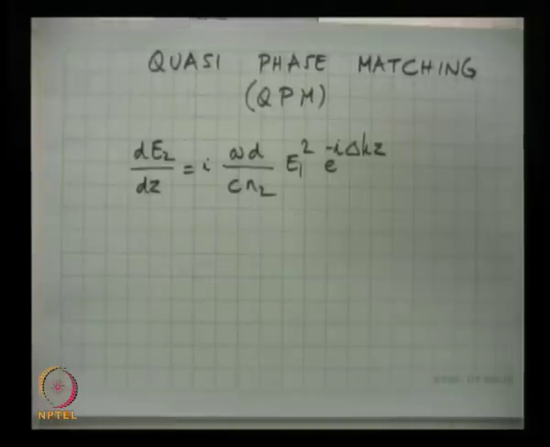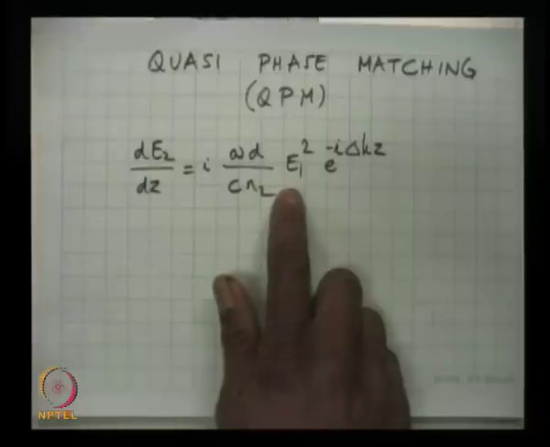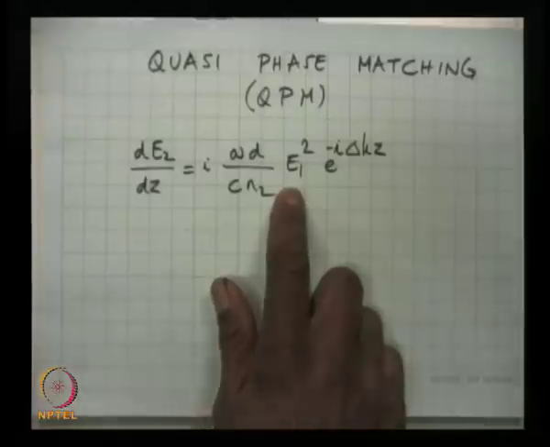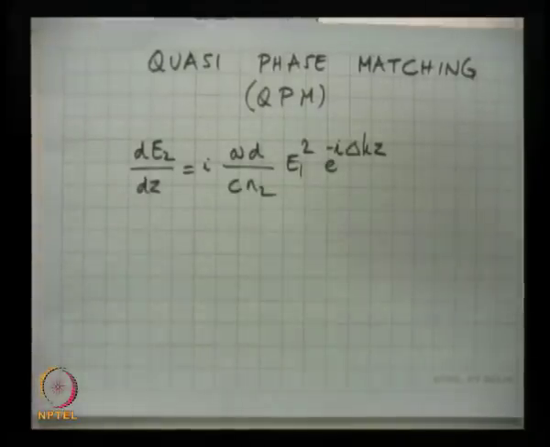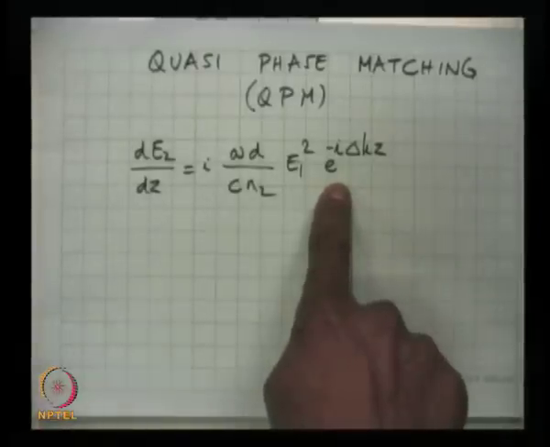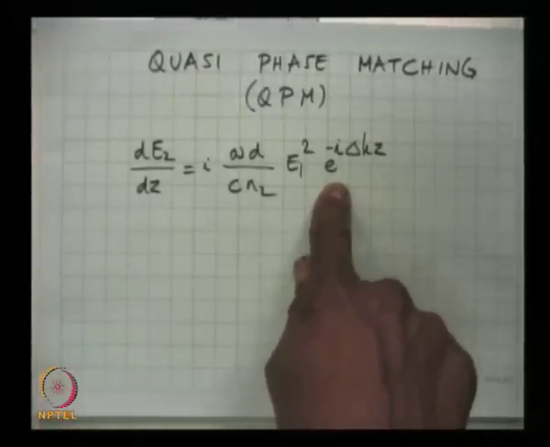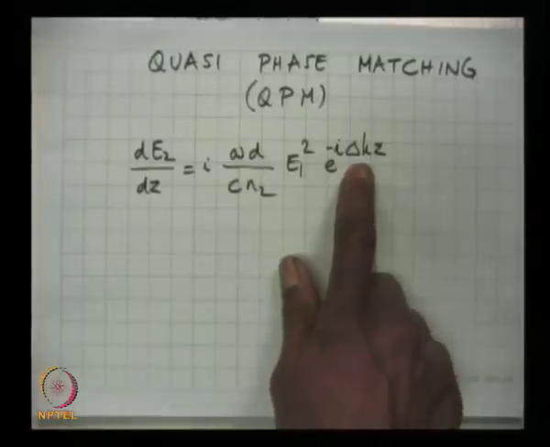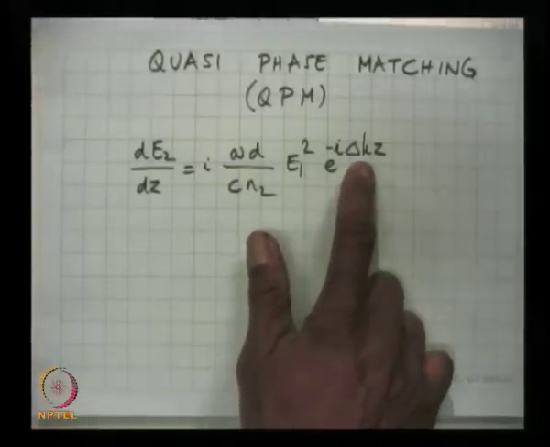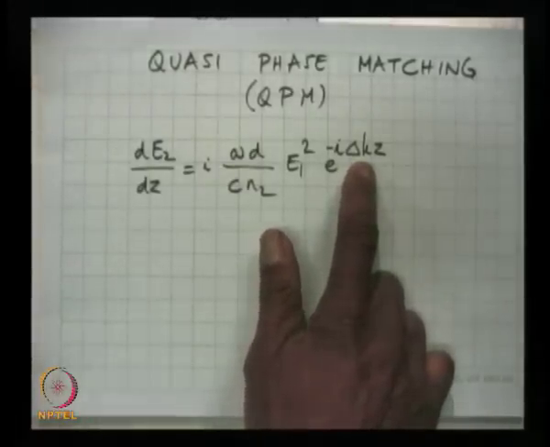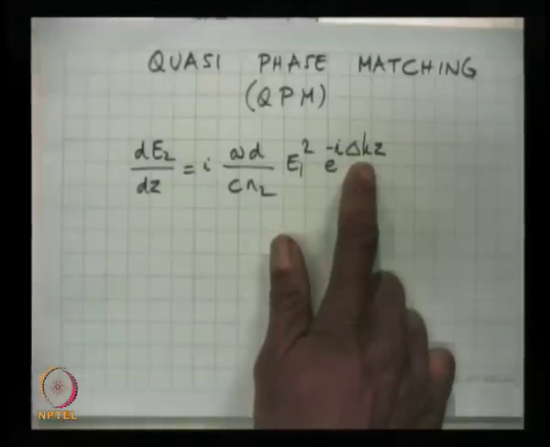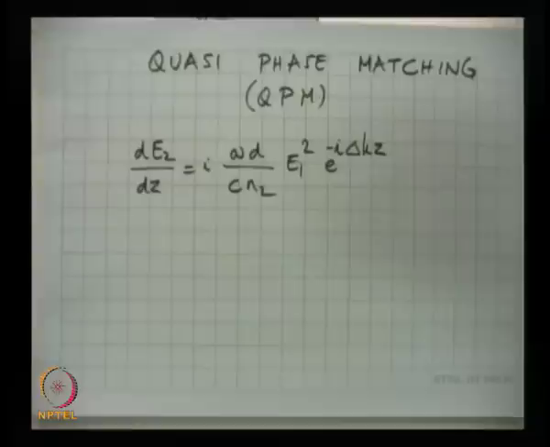So, we solve this equation assuming no pump depletion, which means E1 is a constant, and I got a solution for E2, and that contained a sinc factor, and that sinc factor is coming from here. So, my objective is to eliminate this term from the equation. One way is to make Δk equal to 0, which is phase matching, normal phase matching.